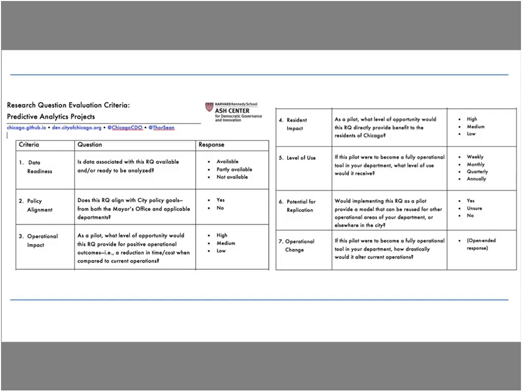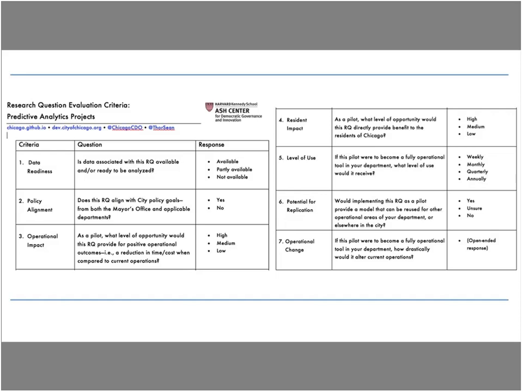Resident impact: as a pilot, would this directly provide benefit to the residents of Chicago? This one's particularly interesting because a lot of ideas created during this workshop both enhanced internal efficiency and external efficiency that impacted residents, so it is certainly an important measure as well. Level of use: if this were to become a fully operational tool, how often would it be used? For a fire hydrant, that might not be on a weekly or monthly basis. It might only be a couple of times a year.